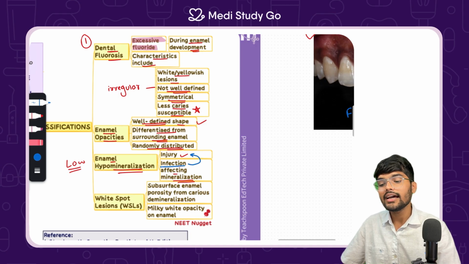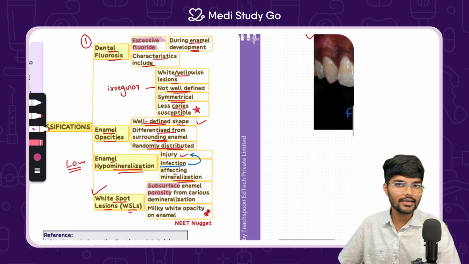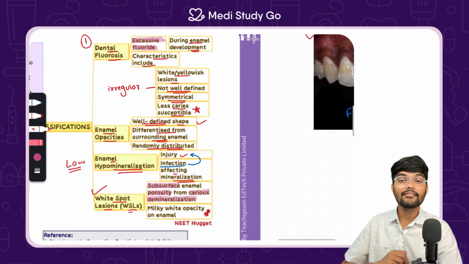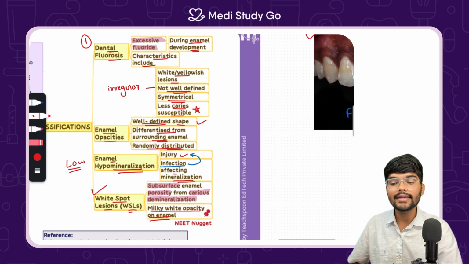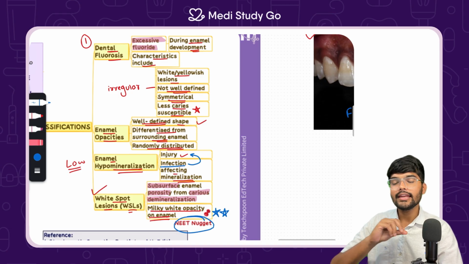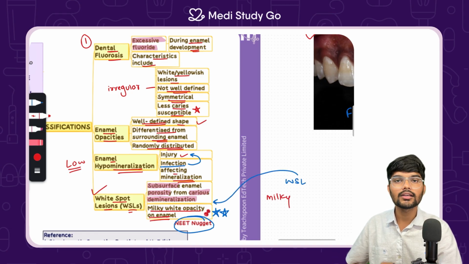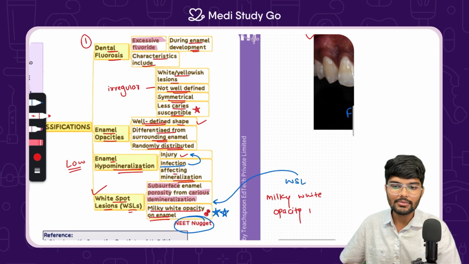And lastly, we have the white spot lesions, or WSLs, and they are basically subsurface enamel porosities from caries demineralization. And here we have an important point, that is they have a milky white opacity on enamel. That is the characteristic appearance here, meaning that if you see any milky white opacities on the tooth structure, there's a very high chance that those are white spot lesions on the enamel.